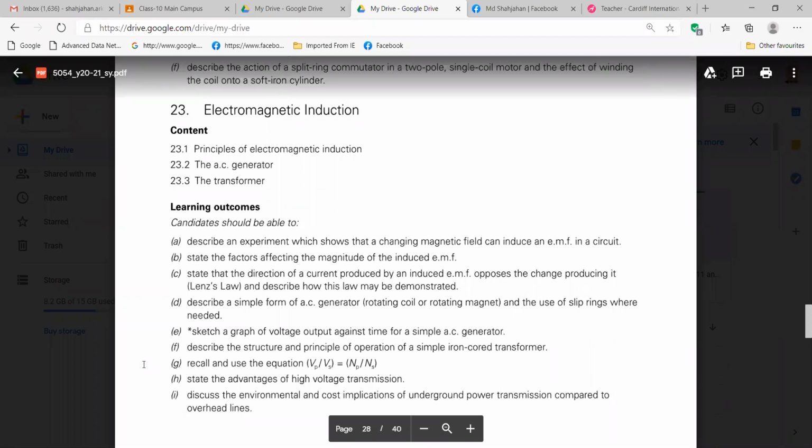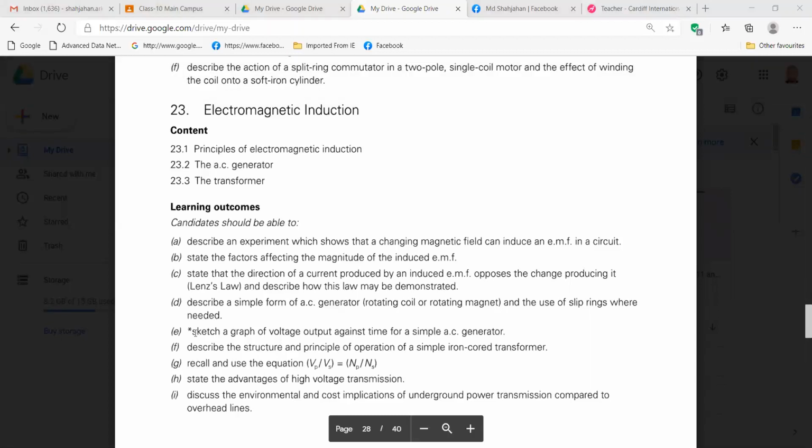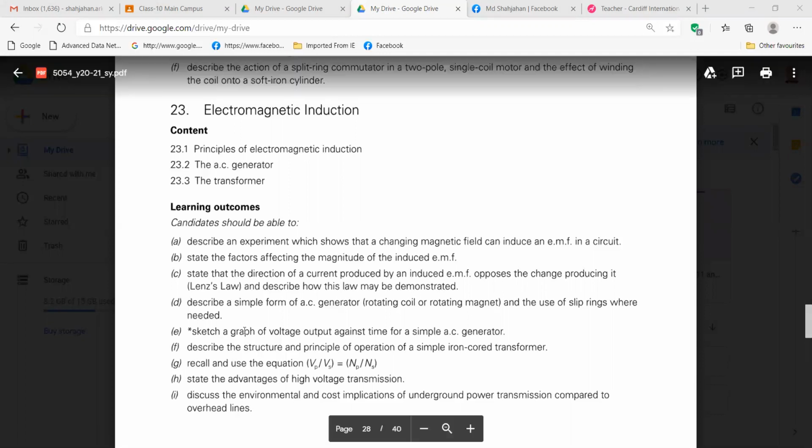Sir, yesterday, if I'm not mistaken, we did up to G or H. No. Yesterday we did till E. Yes, we did this graph yesterday. Sketch a graph of voltage output in AC.